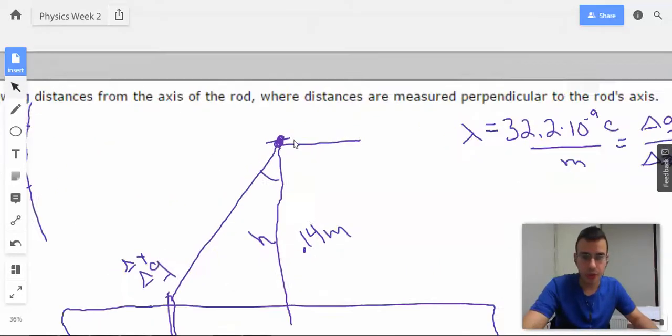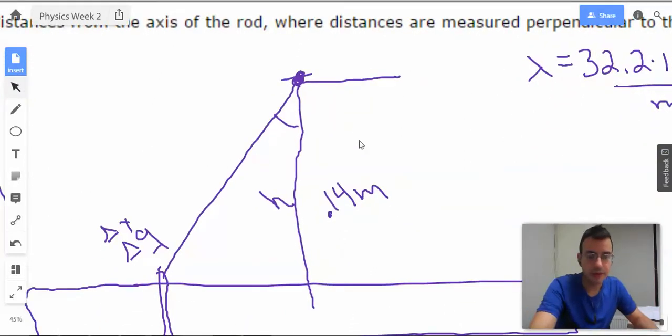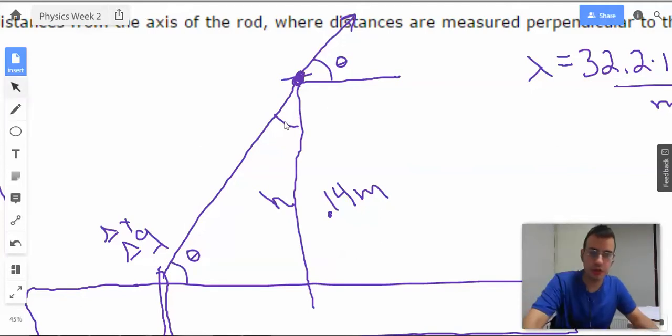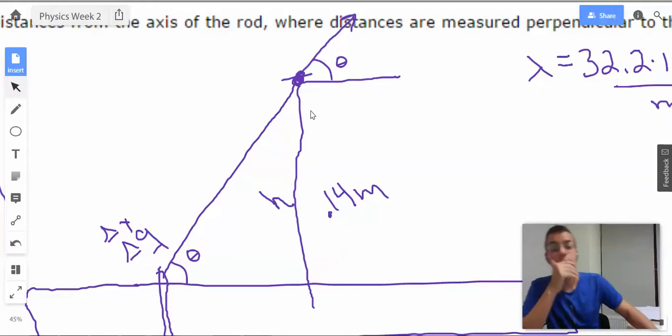So, the way I'm going to do it is I'm going to use this angle right here. This angle theta is the same as this angle theta. If I did it the other way it would work too. I just prefer this angle. Doesn't matter, just preference in life.